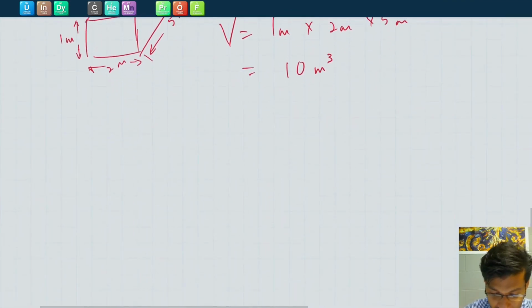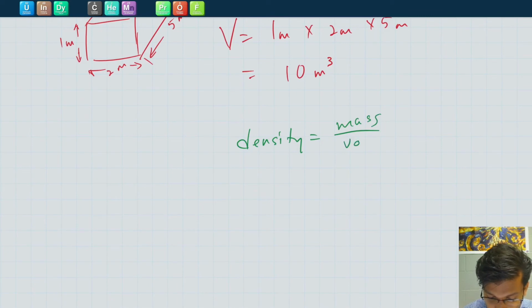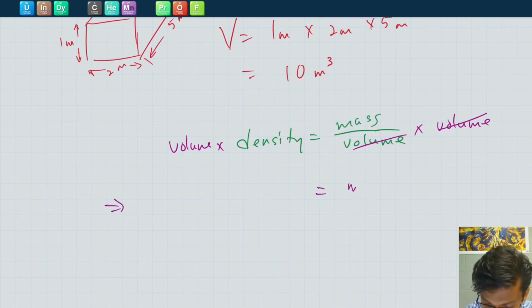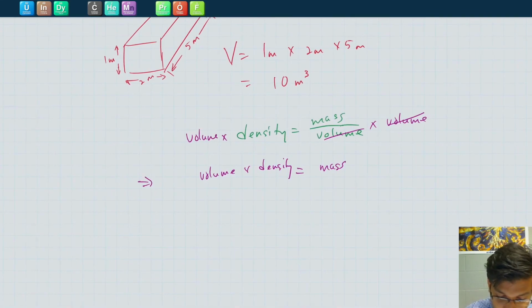So how can I find the mass? Well, let's look at the equation. Again, density is equal to mass over volume, right? If I multiply both sides by volume, then I get mass on the right-hand side is equal to volume times density, right? And I could use that equation to solve for the mass.